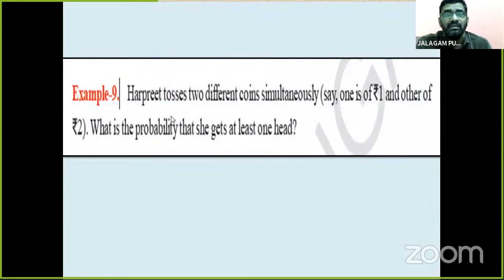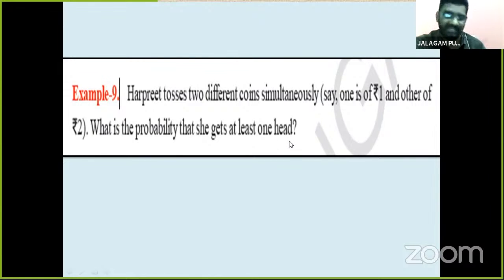So here, next one. Example. See children here, Harpreet tosses 2 different coins. This is another kind of problem which is related to coins. Harpreet tosses 2 different coins simultaneously. Say one is a 1 rupee coin, another one is a 2 rupee coin. What is the probability that she gets at least 1 head?